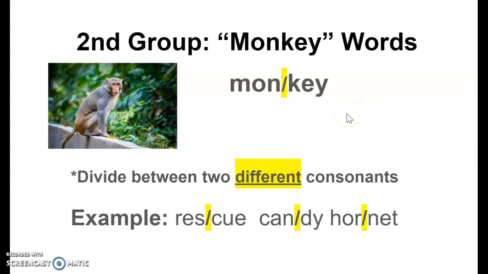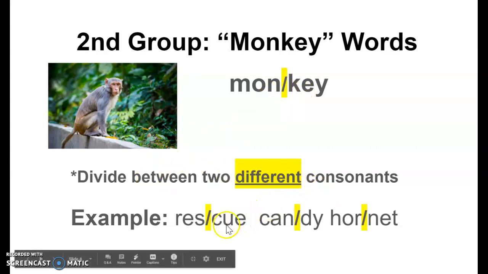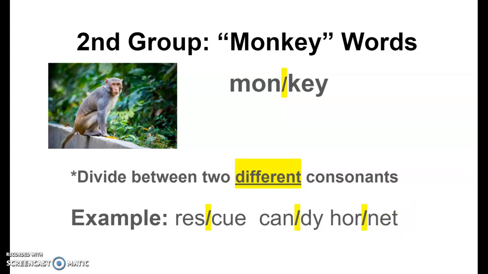Okay, second group is monkey words. We might call them monkey words. And basically what they are is we're going to divide between two consonants that are different. So for example, rescue. These are two different letters here, but we're going to just divide between the consonants. Candy, hornet. Okay, so the idea with these VCCV words is you're going to divide between the consonants, whether the consonants are the same or they are different.